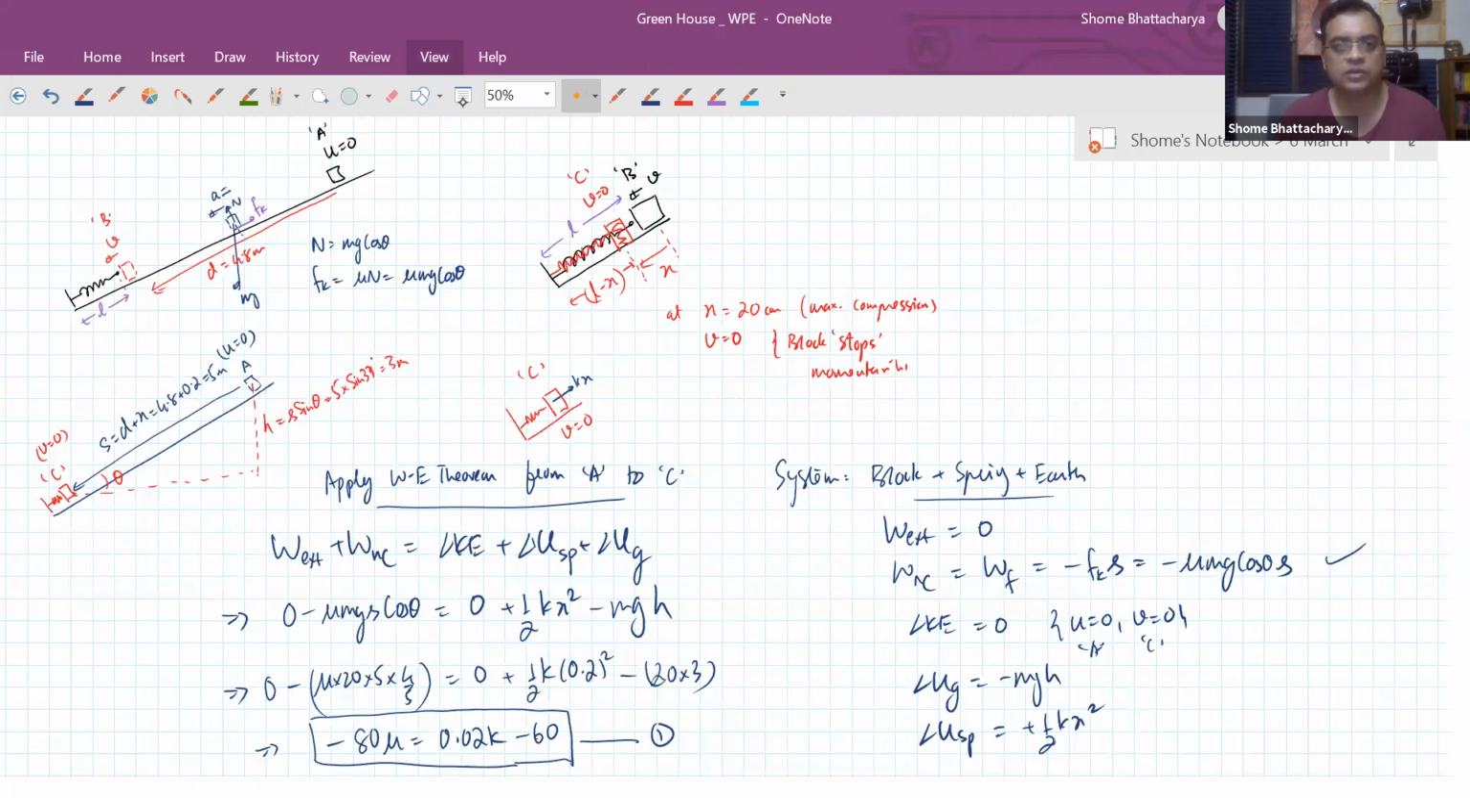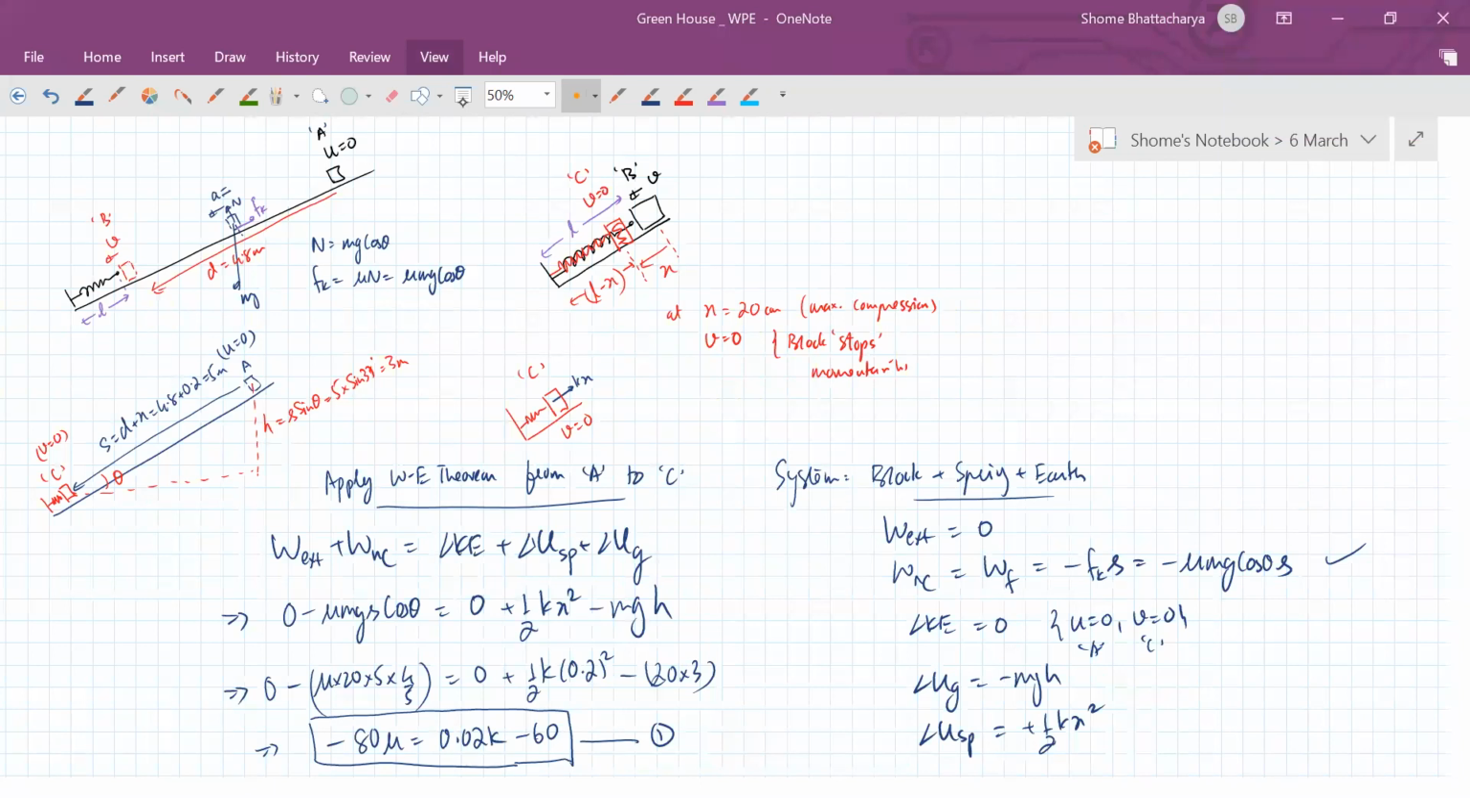So just note this down and try to write the second equation yourself for what is happening after the maximum compression at C. So once you write that second equation, you will be able to solve for the two unknowns.